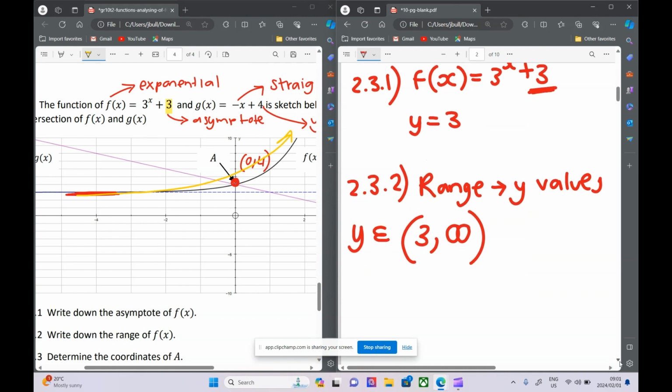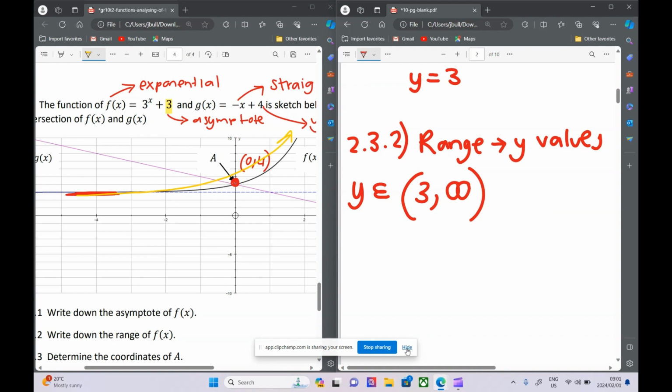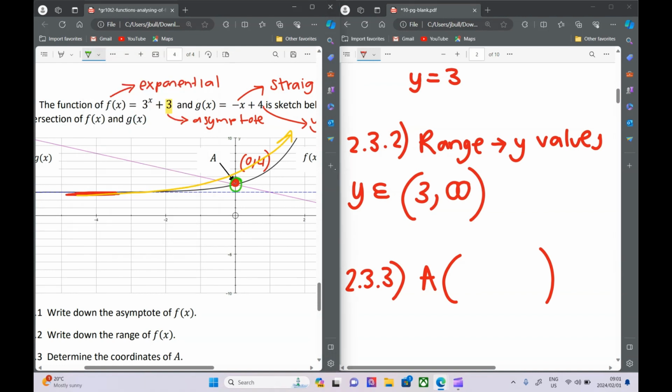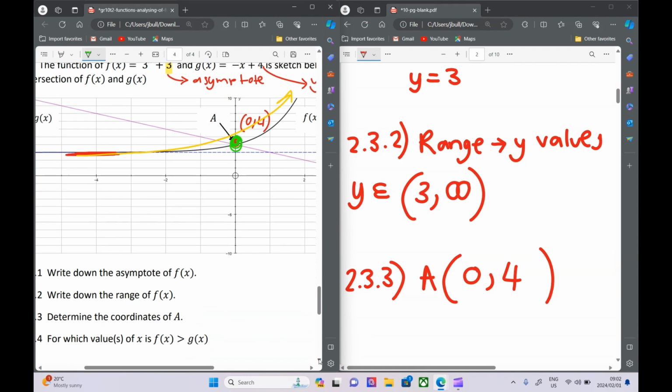Next up, 2.3.2. Oh, sorry, let me hide this actually. We want the coordinates of A, which we have actually already worked out. So we said A is this value here. That is where the straight line graph touches the y-axis, so we know it's at the y-intercept. At the y-intercept, the x value is always 0. And we knew the y value is 4 because that is from this g of x. We have that 4.